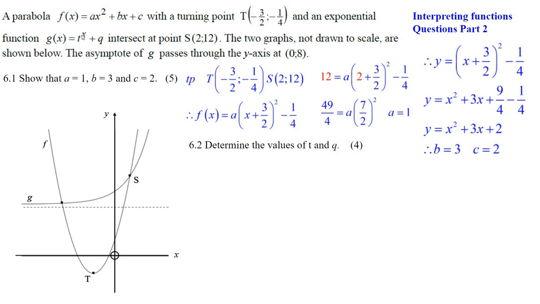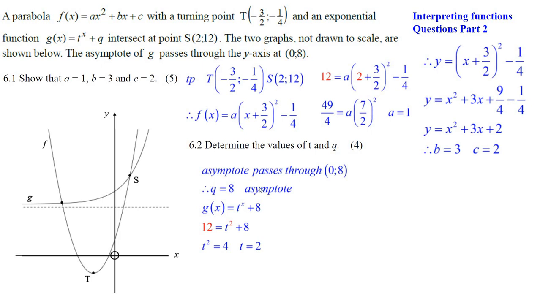Now we've got to try and figure out t and q. But they tell us here that the asymptote of g passes through 8. Well, this asymptote is always equal to 8. So we know what q is. y equals 8. You have to do that one first. The asymptote passes through 0 and 8. Therefore, q equals 8 is the asymptote. Well, now we know that q is 8.